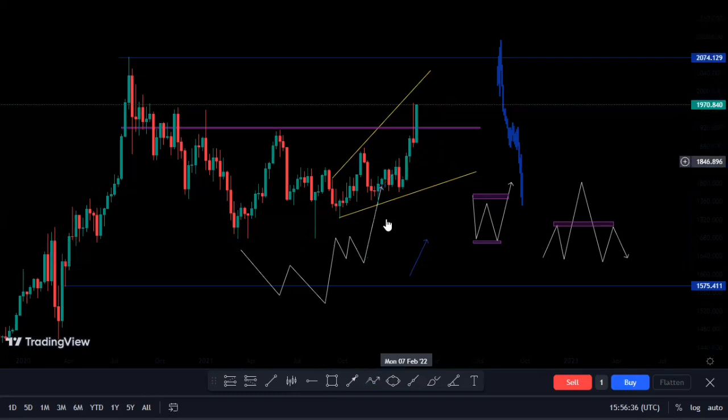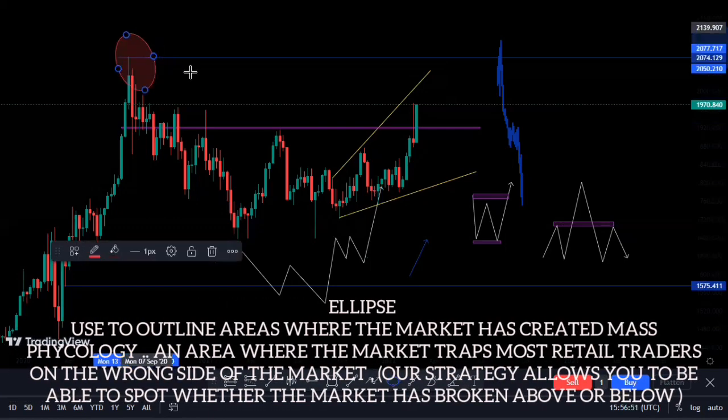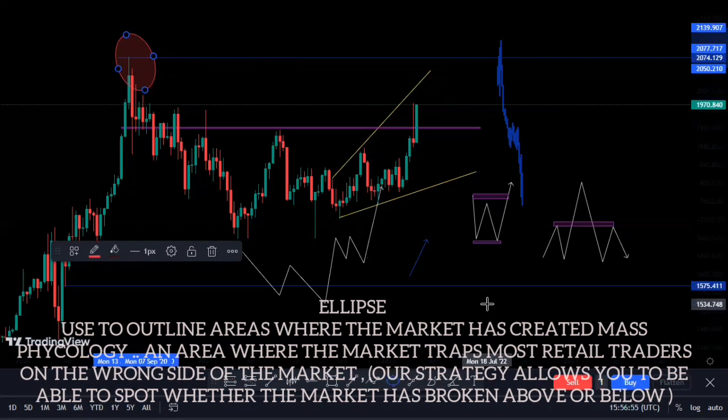So from this one here, we also have this one. This is, let me see, the ellipse. I only use the ellipse to outline to you, maybe to show you the area of mass psychology, where you see price. What I mean by mass psychology is this.